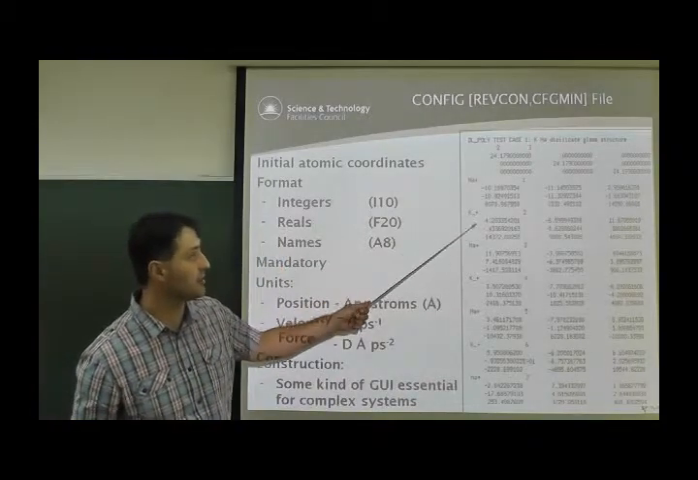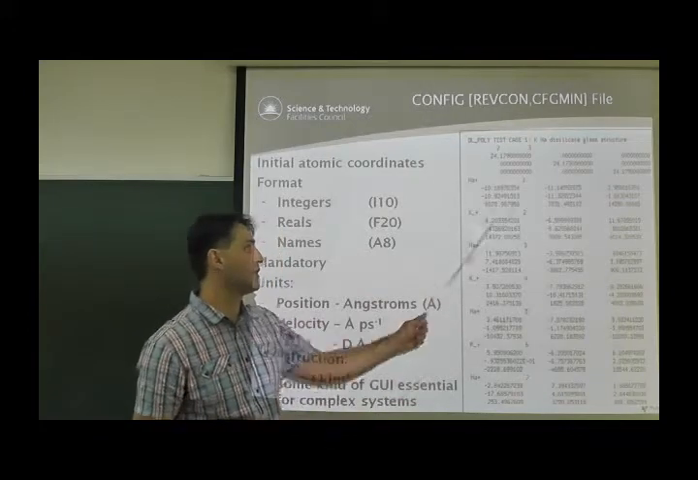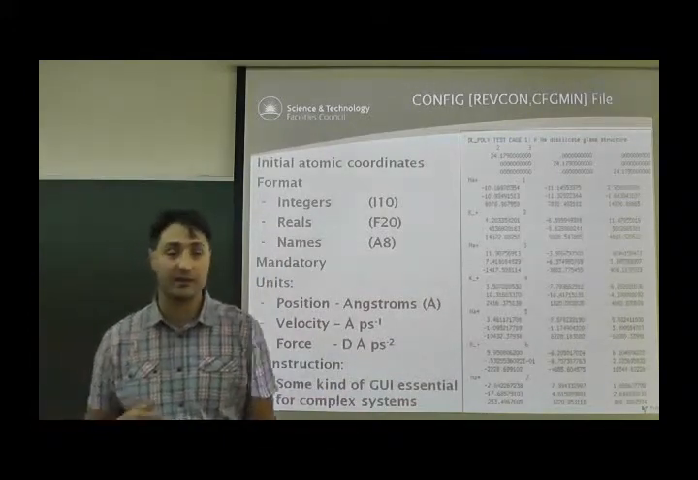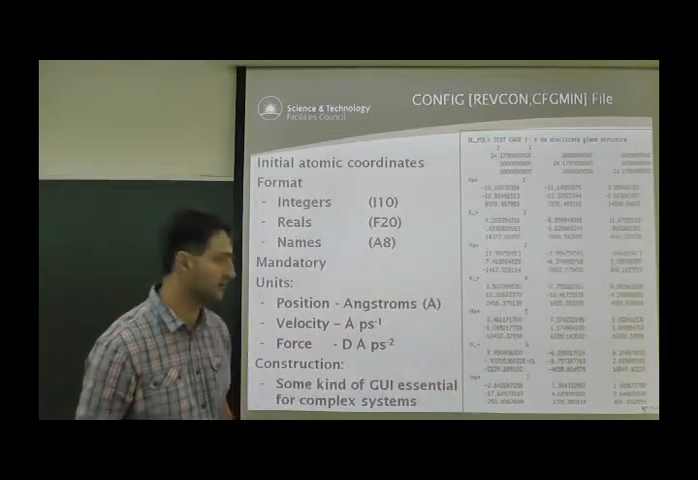And then we have 3 rows of numbers, each row representing a vector. In the first row, we have the position vector. In the second row, we have the velocity vector. And in the third row, we have the force vector. And then we continue this for all the particles in the system.